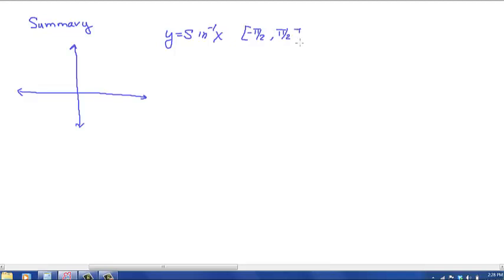pi over 2, then when we're finding that angle for sine inverse, we will either draw that angle in quadrant 1 if it's positive, or quadrant 4 if it's negative.